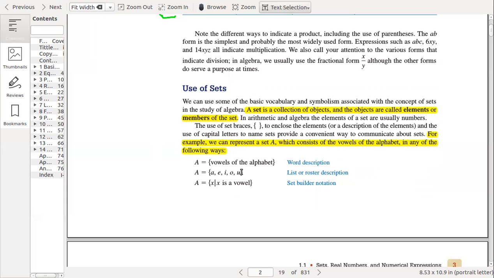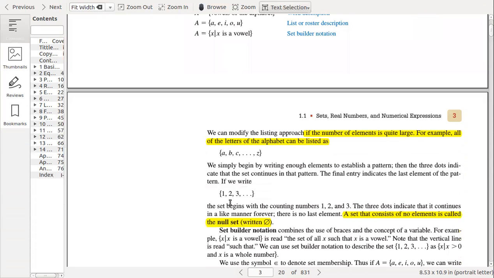Next is the list or roster description. Here we can say that A is equal to the list a, e, i, o, u, the list of all vowels. The third form is the set builder notation, where we use mathematical symbols. That is, a set A consists of elements x such that x is a vowel.